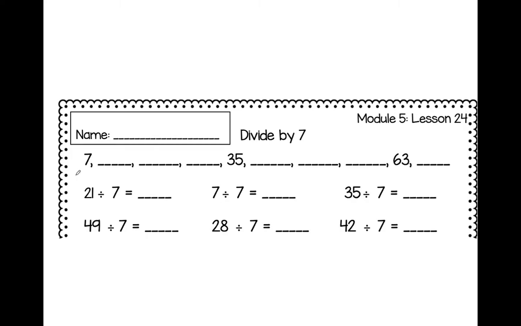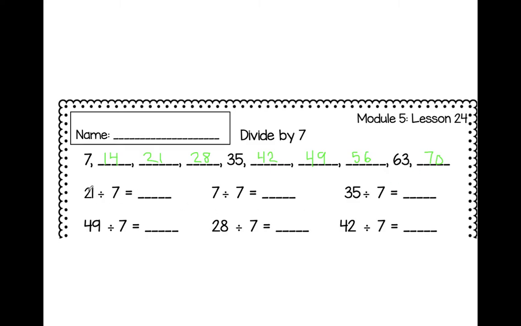We're going to start off by skip counting because skip counting will help us in seeing how to solve our division problems. So we're going to start off with 7, 14, 21, 28, 35, 42, 49, 56, 63, and 70.